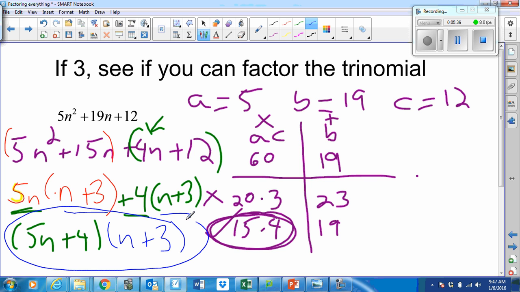And that is your final answer. So factoring trinomials, even though that's what you've done the most of, it still tends to be the most difficult for people. So practice this method on the worksheets I gave you and you will have this down.